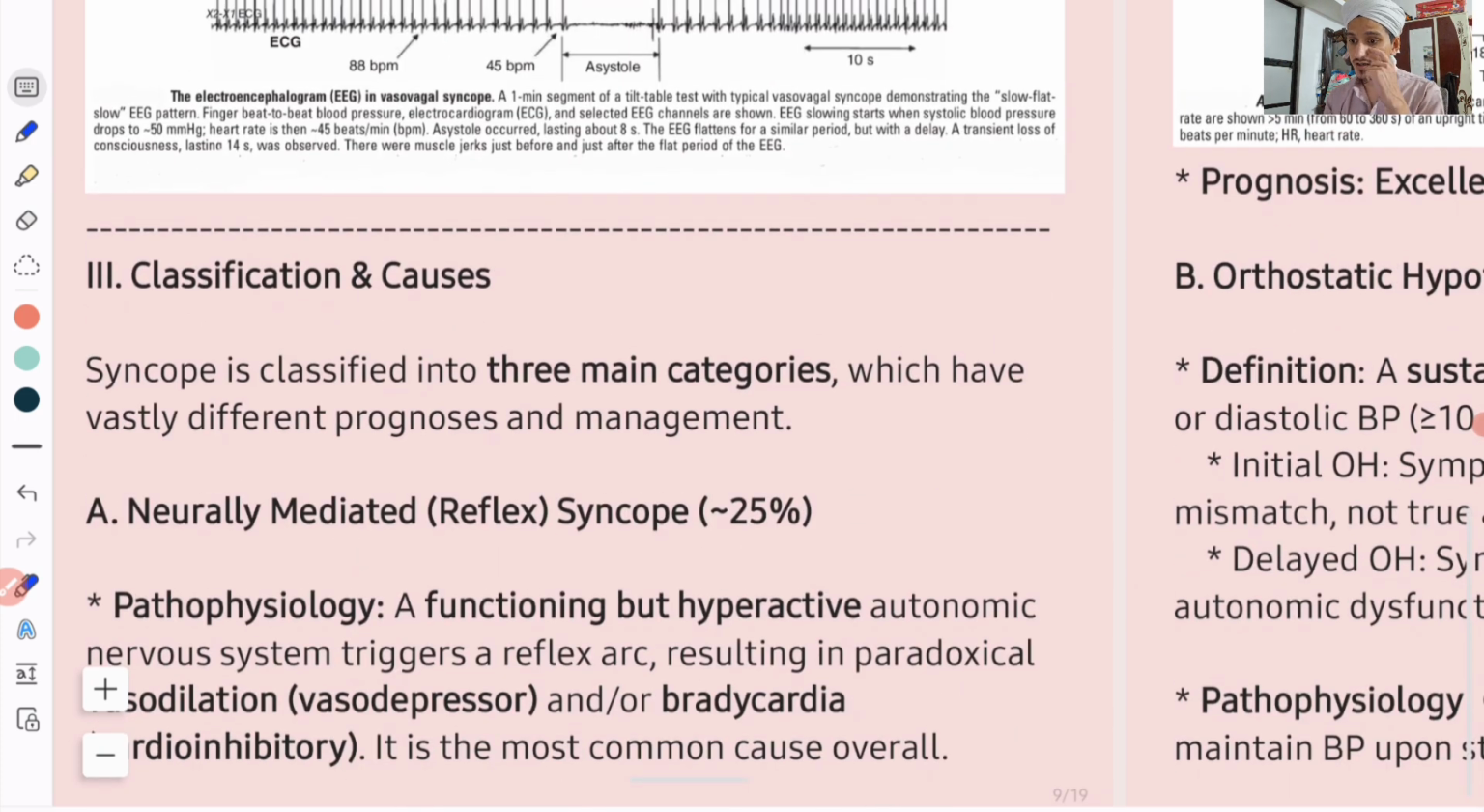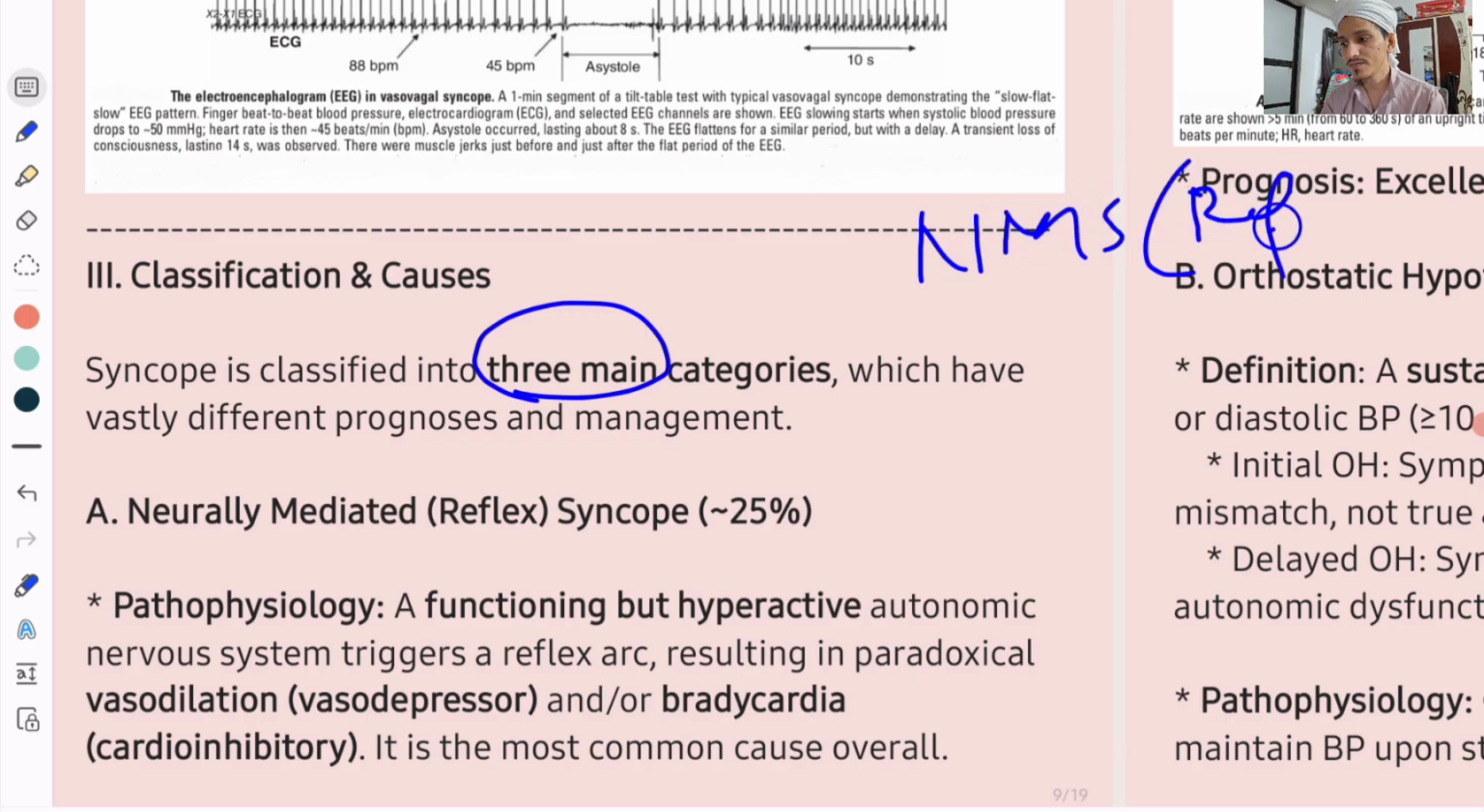So that was the mechanisms of syncope. Now we will go to the classification and causes of syncope. So there are mainly three main categories of syncope. One is neurally mediated syncope, also known as reflex syncope.